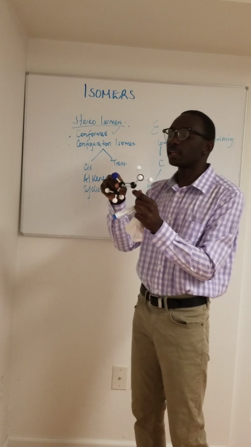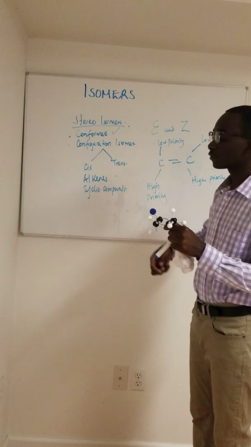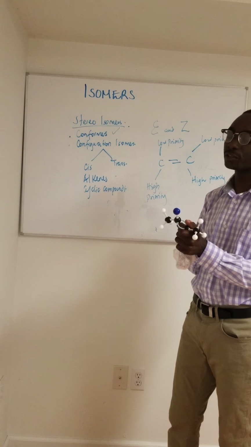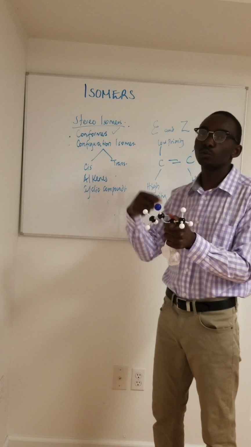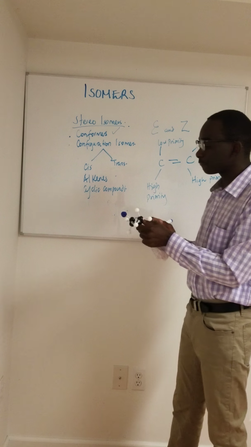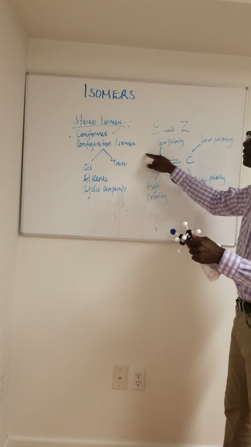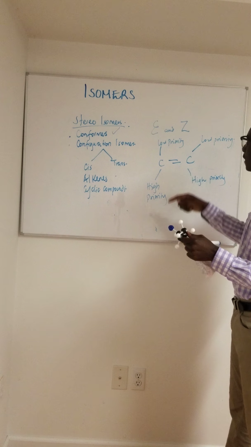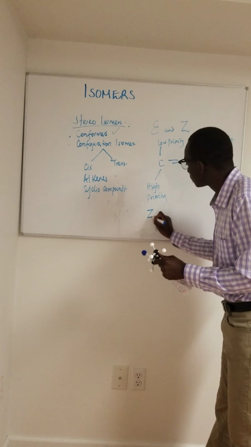Now, the E and Z system uses what we call high priority and low priority. So what makes a compound have a higher priority or a low priority? We are going to see some of the reasons how we can name according to low or high priority. So if I have, for example, on the upper part, low priorities on the same side, like we saw in cis, or high priorities on the same side, then that compound will have what we call the Z isomer.